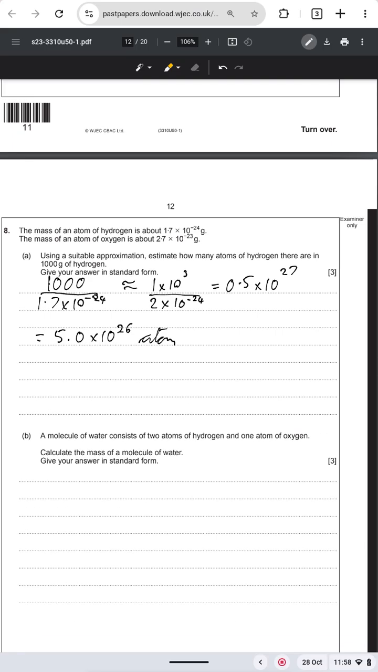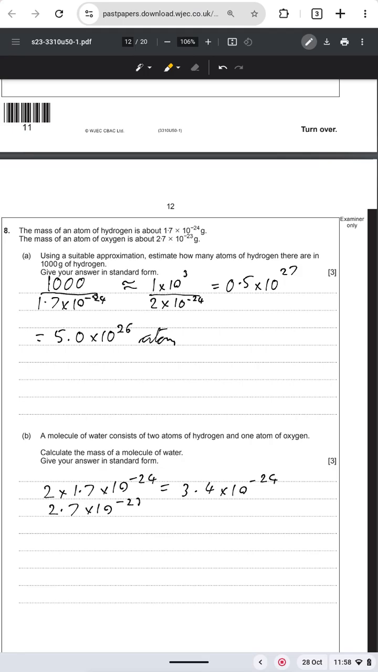Right, a mole of water consists of 2 atoms of hydrogen and 1 of oxygen. Calculate the mass of the water. Give your answer in standard form. So I'm going to need 2 times 1.7 times 10 to the minus 24, which is 3.4 times 10 to the minus 24. And I'm going to need to add that to 2.7 times 10 to the 23.